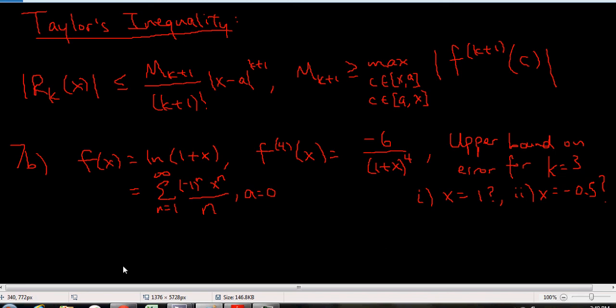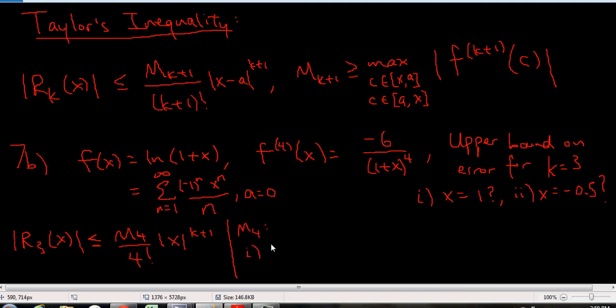So we've got here, k is 3, right? So the absolute value of R3 of x has to be less than or equal to M4, because k plus 1 is 4, over 4 factorial times the absolute value of x minus a, where a is 0, to the k plus 1. Great. So here we've got two cases. We want to find this for x equals 1 and x equals negative 0.5. So let's do that. M4 will be different in each case. So let's find out what M4 will be for each of these ones.